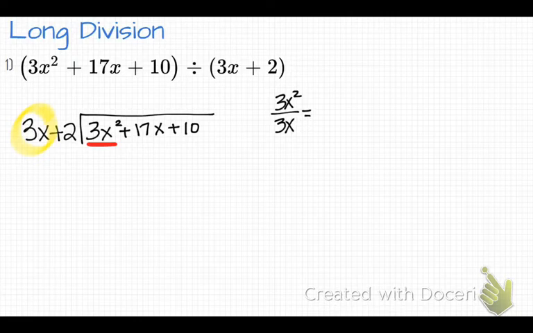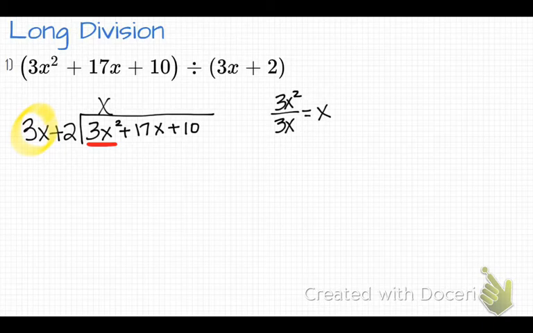What's 3x squared divided by 3x? X. So that means when I multiply these two together, I'll get 3x squared. Do you agree with me? Okay. So this thing that I got, that x, is going to go up here. Whatever I get each time is going to go up there.